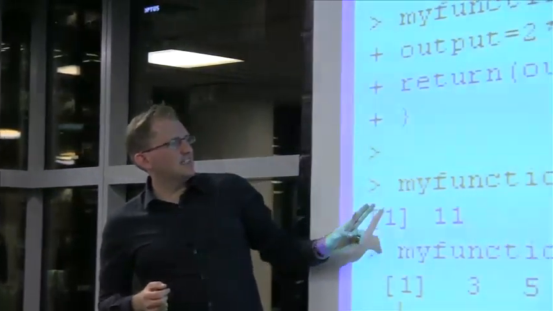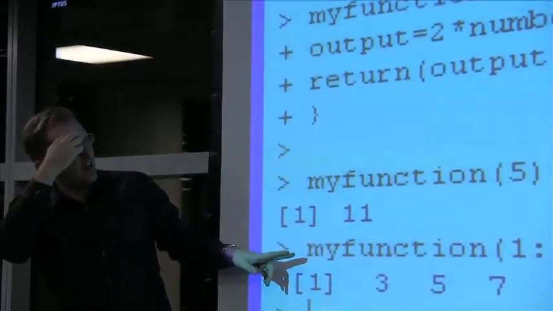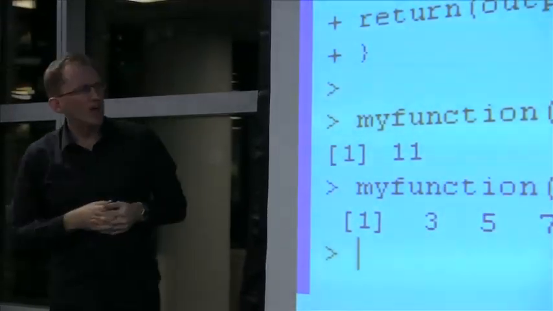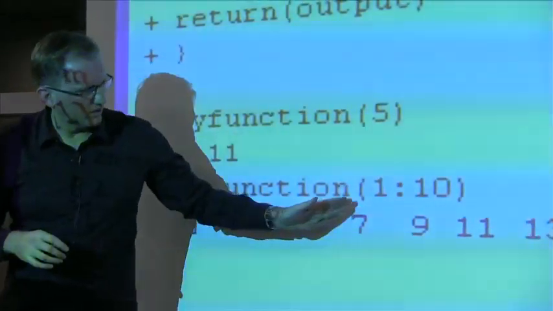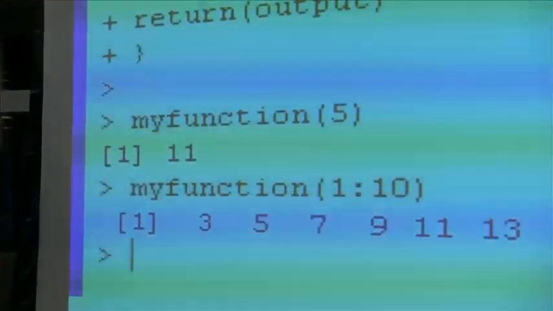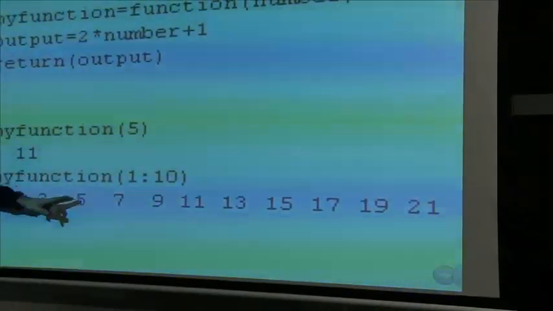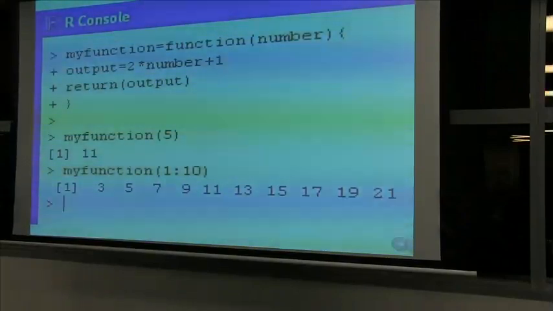Close our squiggly brackets and then we can test it out. So if I go my function brackets 5, it tells me 11, which is what it should do. Then I tried to be a little bit more clever and I said my function 1 to 10. And it'll happily take a vector instead of a single number, and it'll do the operation on each element of the vector, and it gives me 2x plus 1 for each of the items out of my vector.